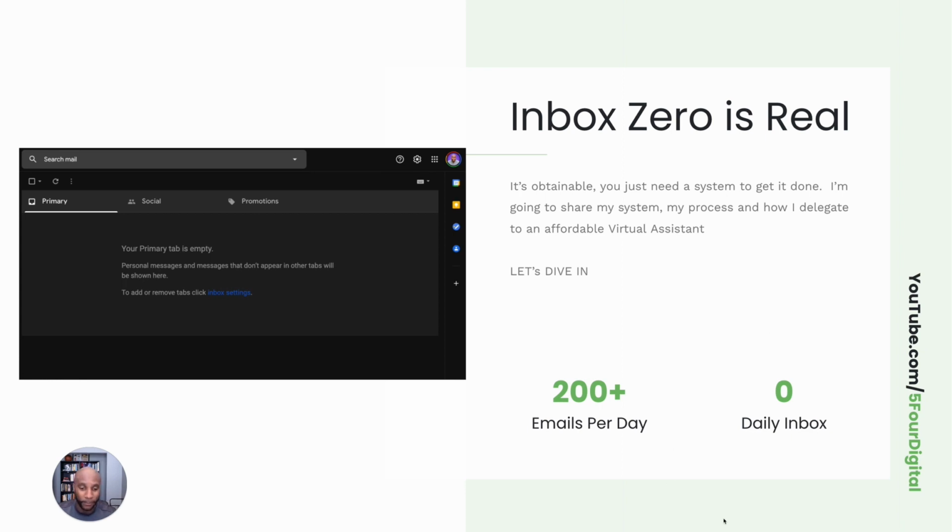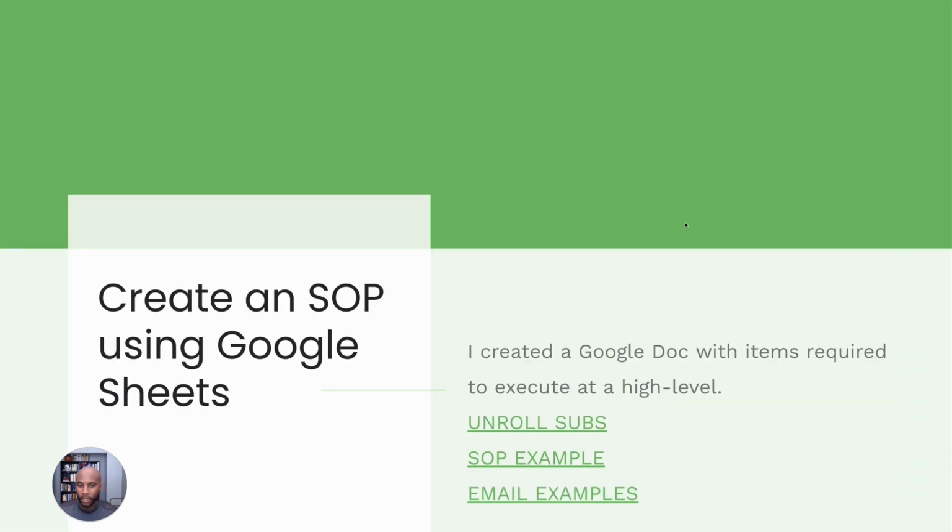This is where I was at first, 200 plus emails per day. It was insane. And then daily inbox is now at zero. So let's go ahead and jump in. All right. So first thing is, one, you want to create an SOP. I talk about this in one of my prior YouTube videos you can check out right here. Check that out and you'll get an understanding of how to create these SOPs or standard operating procedures within your agency. So there's three primary things that you should do.